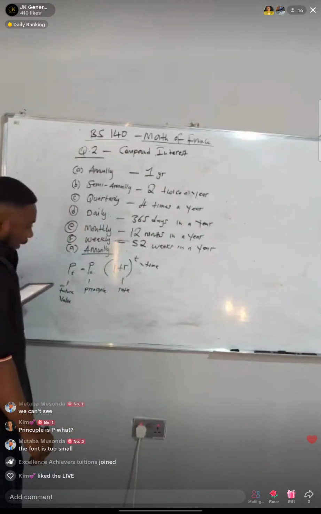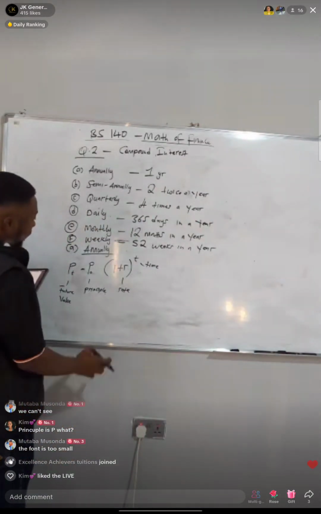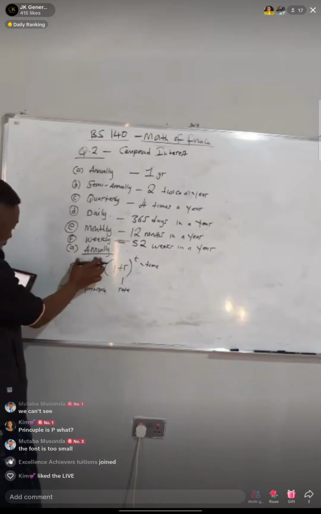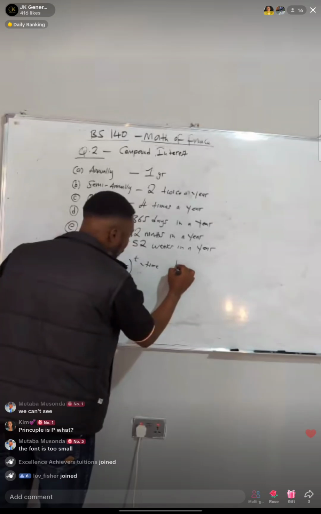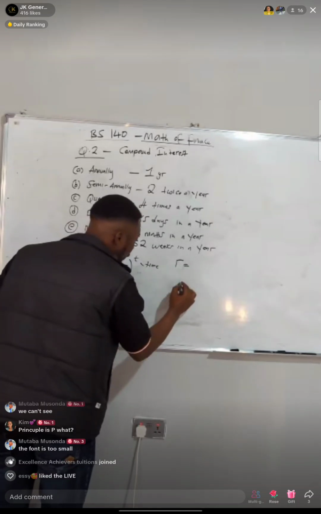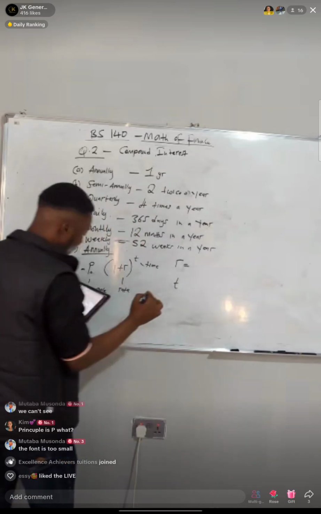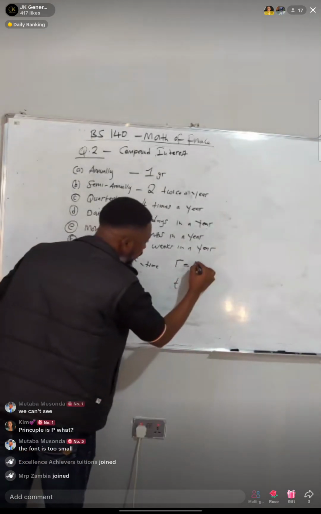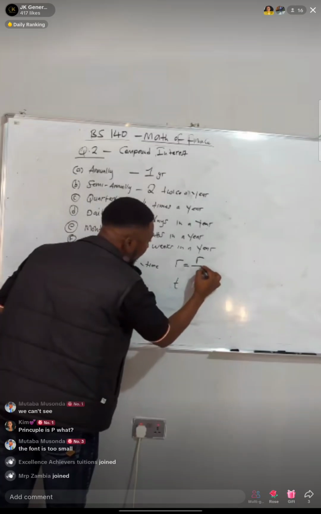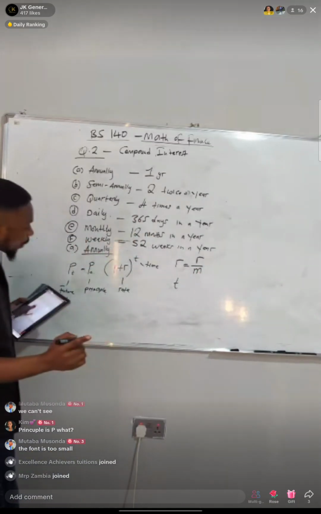Okay, so I hope we're together now. Once they mention this annually, what's just going to be changing is your rate and also your time. So when it comes to rate, which is R, it will be R divided by M, which is how many times you are compounding.